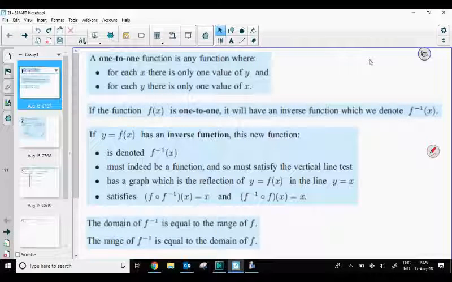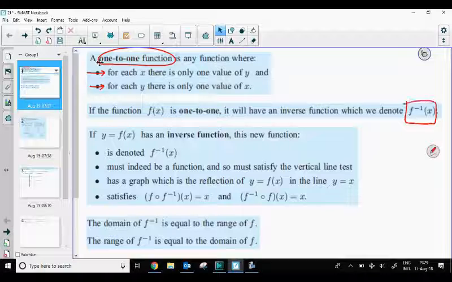2J, inverses of functions. Let's kick things off with some vocab that might be new to you. A one-to-one function is a special type of function. It has a two-part definition. First part just says that it's a function: every x has exactly one y. Second part is the converse of that: every y has exactly one x. And if a function is one-to-one, it will have an inverse, and that's going to be our notation for inverse.